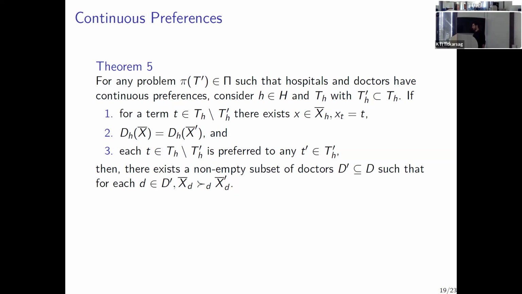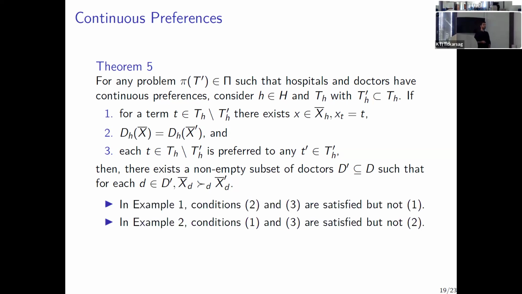So meaning that we can still have some doctors who are worse off. To illustrate my point, if you remember my first example, hospital H1 offers a higher salary. So condition 3 is satisfied. The same set of doctors was hired. So only Dr. D1 was hired before with a salary of 100, and after adding the new term with a salary of 90, this is satisfied. But the term is not used. Meaning that conditions 2 and 3 are satisfied, but not the first.